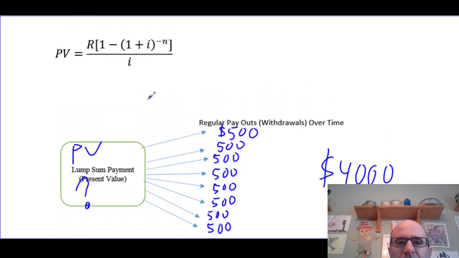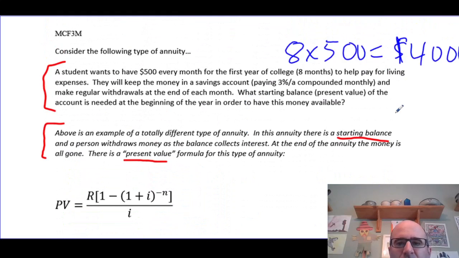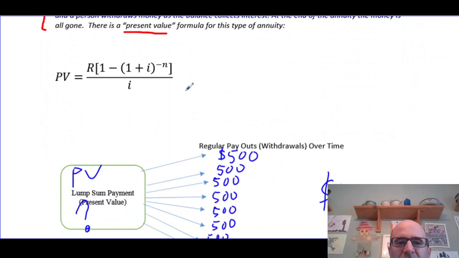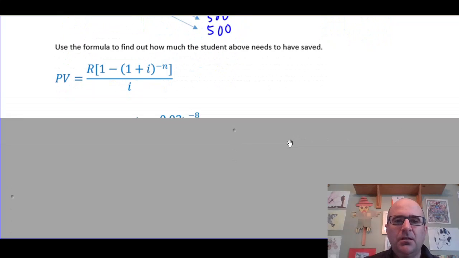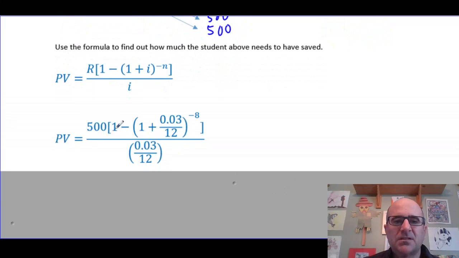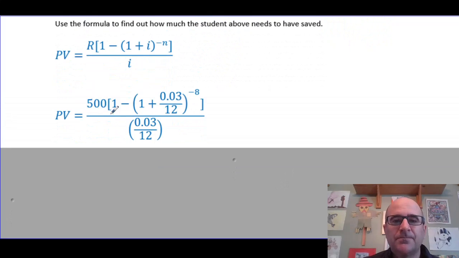So the next thing we're going to do is look at this example. How do we answer this question here using this PV or present value formula? So I've written the formula down here. Now we're going to sub in the values we have for this example. Okay, so there are payments, $500. These are payments we're receiving, or the student's receiving. Interest rate, 3%, but divided by 12 because it's monthly. And there are 8 periods or 8 months where we're collecting interest. Notice that's a negative exponent there.